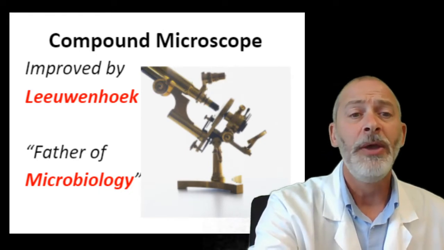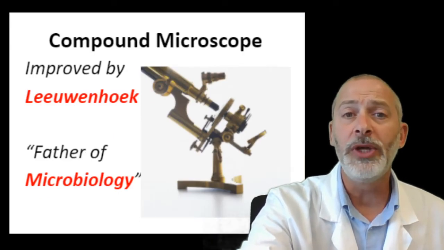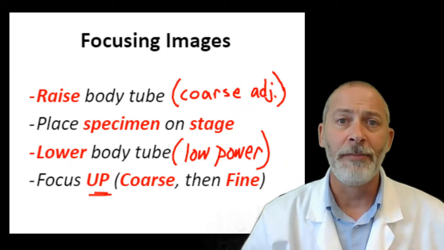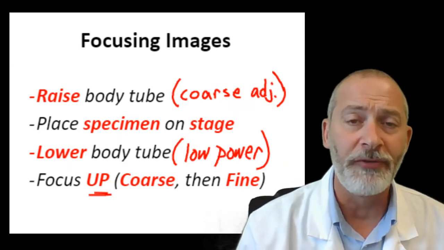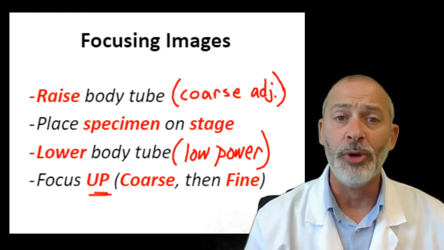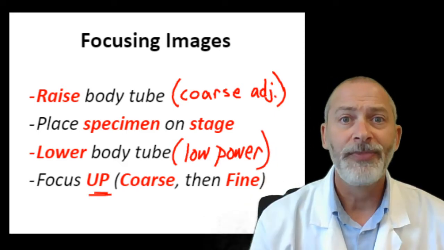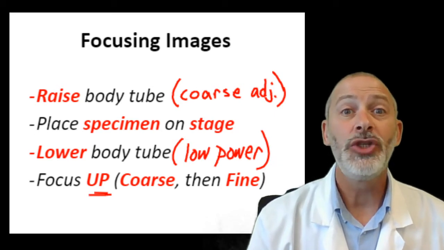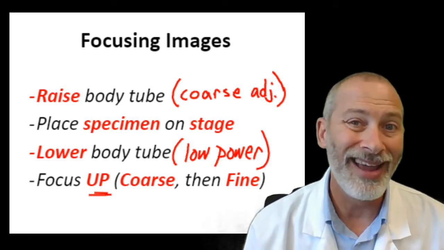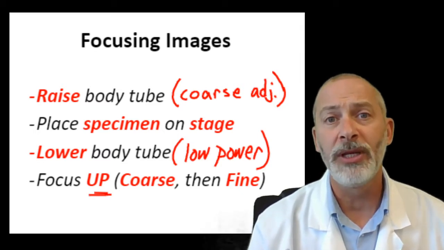Now let's enter the world of microbiology at this time by talking about some of the techniques that we use to use the microscope. Here are four basic components to the use of a microscope when focusing an image. We're going to be adding to this in a little bit, but for now, in your book, I'd like you to write down the following four steps. First, raise the body tube using the coarse adjustment knob.